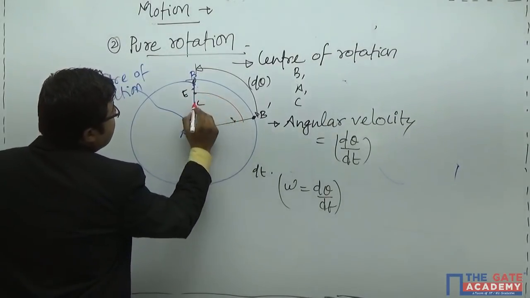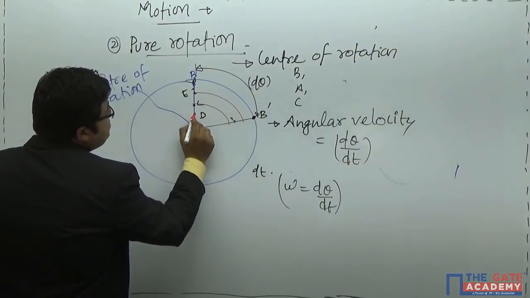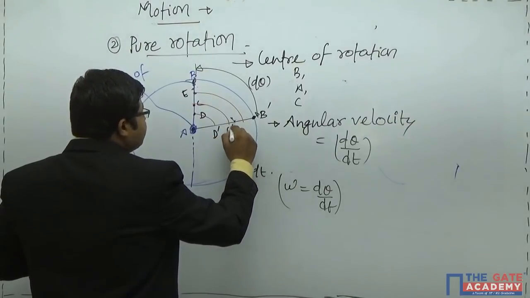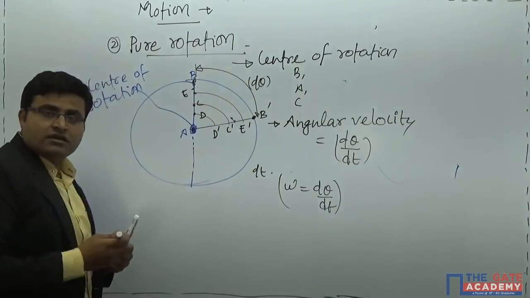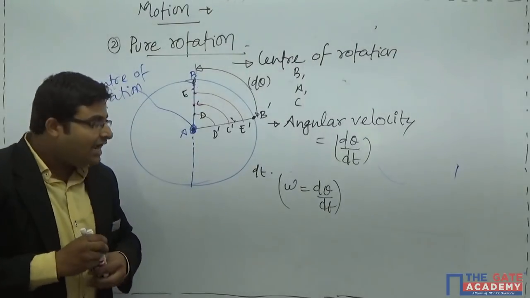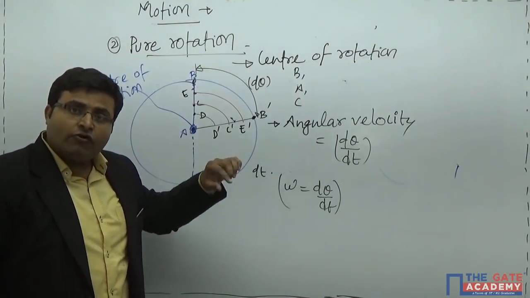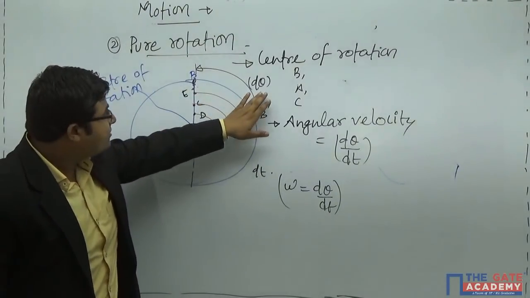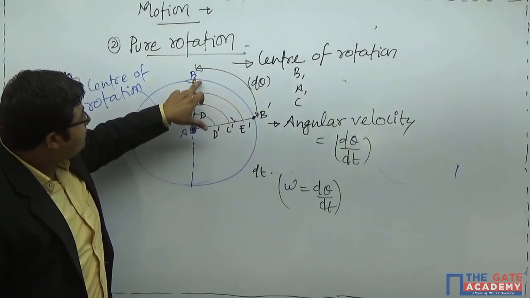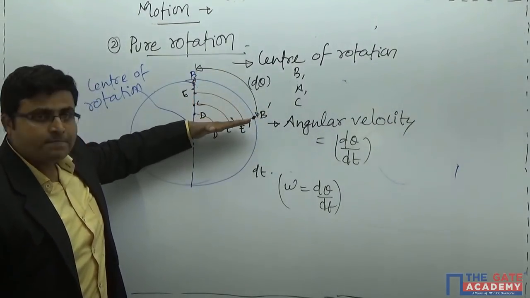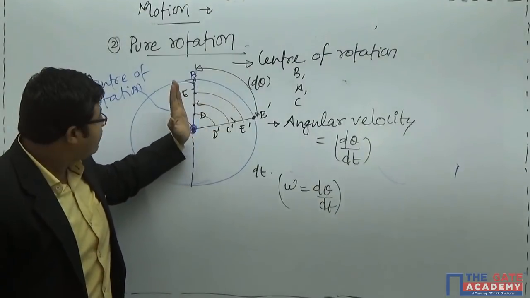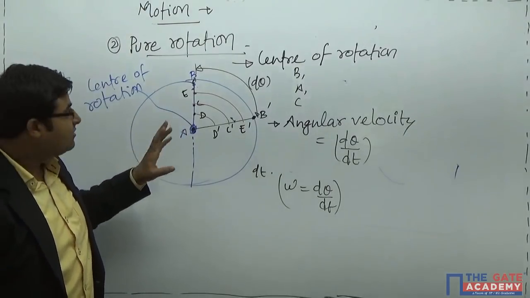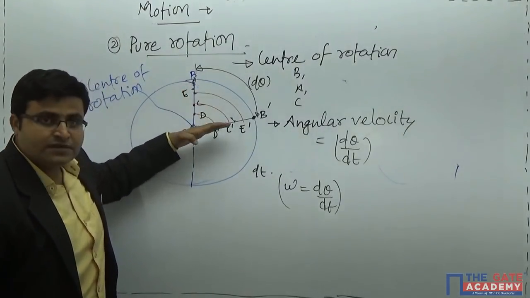This is E, this is C, and this is D. Final position will be like D dash, C dash, and E dash. Now, one important thing is that the angular displacement of all the points on the link is the same. Angular displacement, d theta. You can see that B dash, how much angular displacement is there? d theta. E dash, how much angular displacement is there? d theta. Same is the case with C and D also.